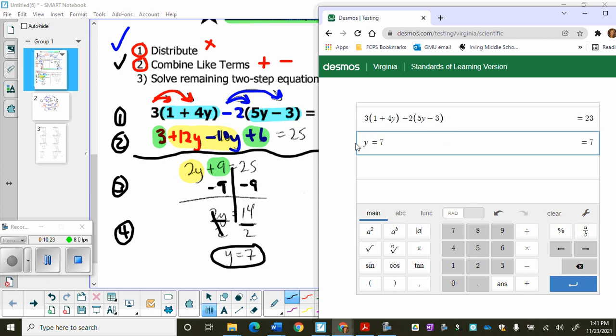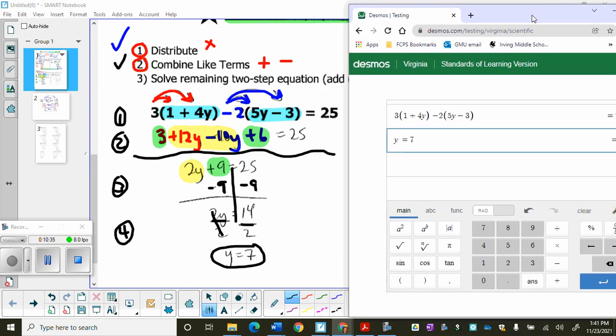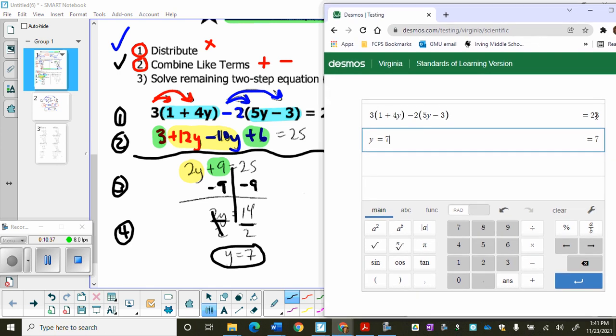So let's see. All right. Did I mess up? 3 times 1 plus 4y, minus 2 times 5y minus 3. If we put 7, it's telling me that it should be a 23, and over here we should get a 25. So since I didn't get the same thing, let's go find my mistake over here. Let's see where I messed up.